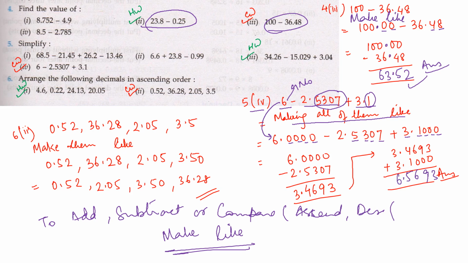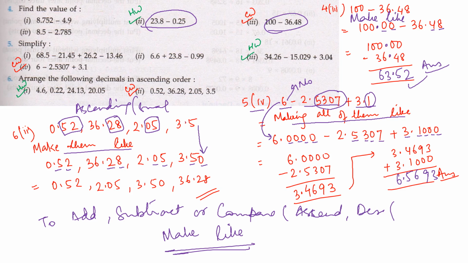Same way, the second part, they are asking to arrange in ascending order. Ascending is small to big. So first make them like 0.52, 36.28, 2.05 and 3.50. Because maximum digits were 2. This has 2 decimal places, this has 2 decimal places, this has 2 decimal places. Only this has 1 decimal place. So what we did, we added a 0 here to make it like. But now they are fine.